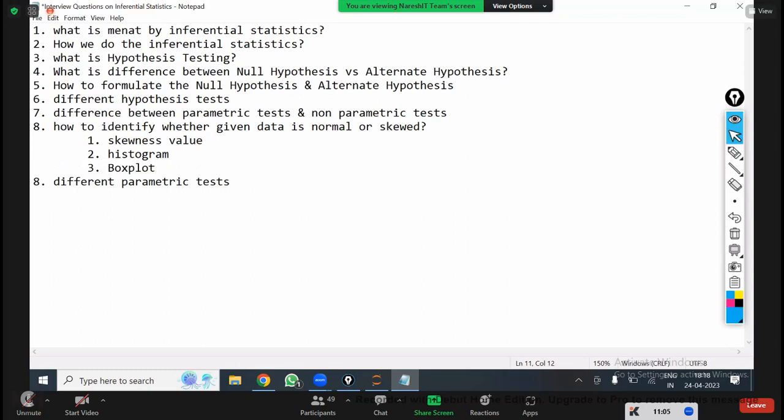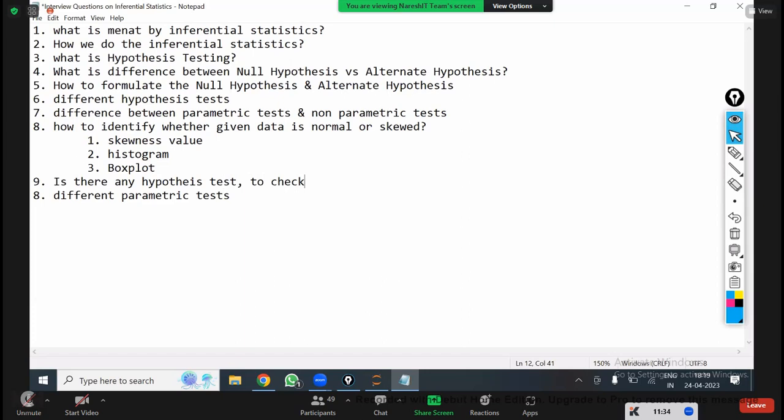The answer will be the same, whether you check in the histogram, the box plot, the skewness value, or the Shapiro test. There will be no difference in the answer. For the Shapiro test, fix every time: the null hypothesis says data is normal. The alternate hypothesis says data is not normal. It is not going to change.